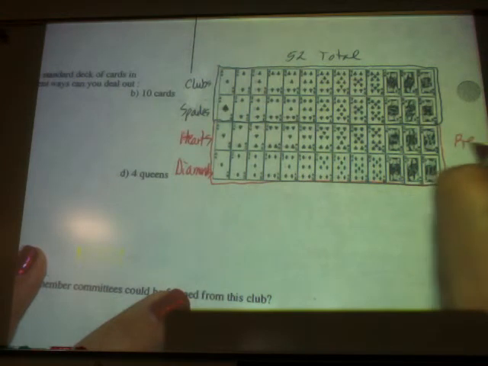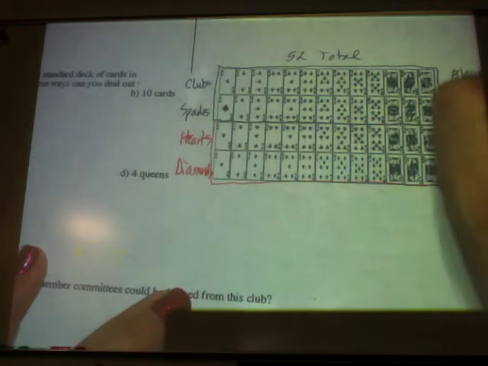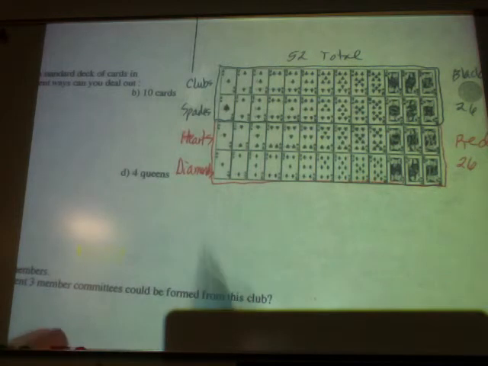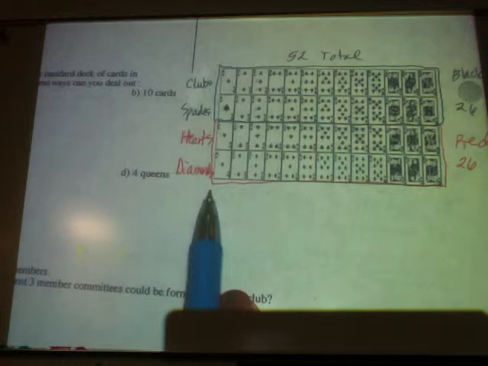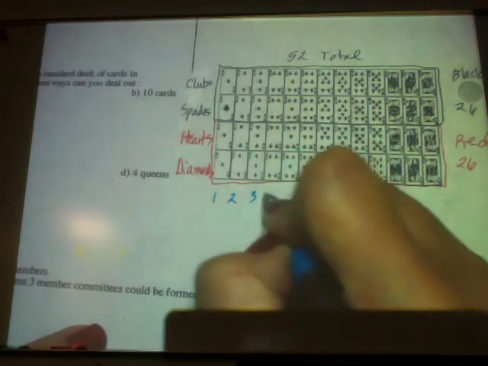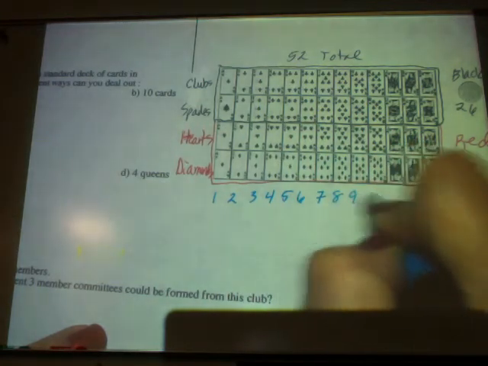Then, these are all red. So how many red cards do we have? 26. And then these are all black. And we have 26 black. Then on top of that, aces are not special in mathematics. They might be in your card game, but in math they count just as a number one. So this is 1, 2, 3, 4, 5, 6, 7, 8, 9, 10.